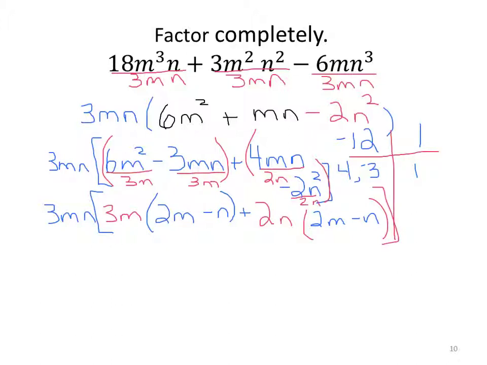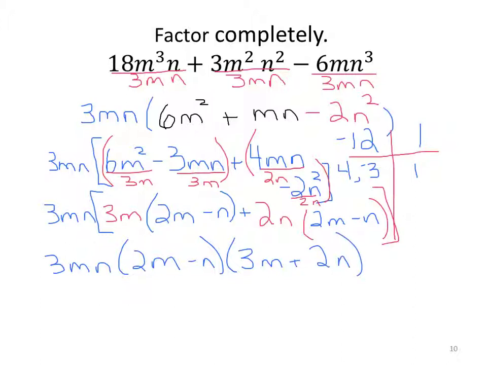So as you can see, this binomial and this binomial are exactly the same. So our next step is to factor out that binomial from both of the factors, and what we're left with is 3m plus 2n, and that's the answer.